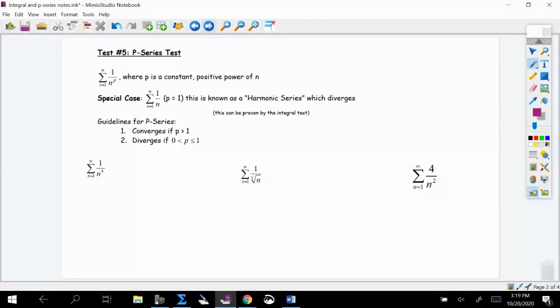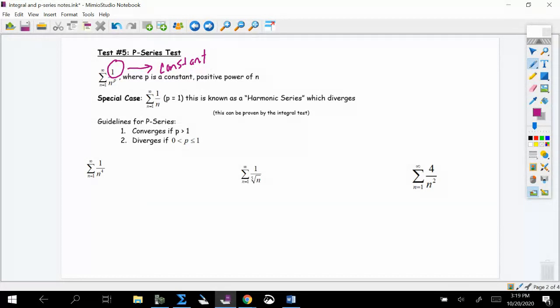This is going to be a series that can be written as 1 over n to a power, where that power is constant and it has to be a positive power of n. So it could be 1 over n squared, 1 over n to the half, 1 over n cubed, and the numerator can actually be any constant. So there is no limitation on this. We can use this test for any constant in the numerator as long as the denominator is n to a constant positive power.